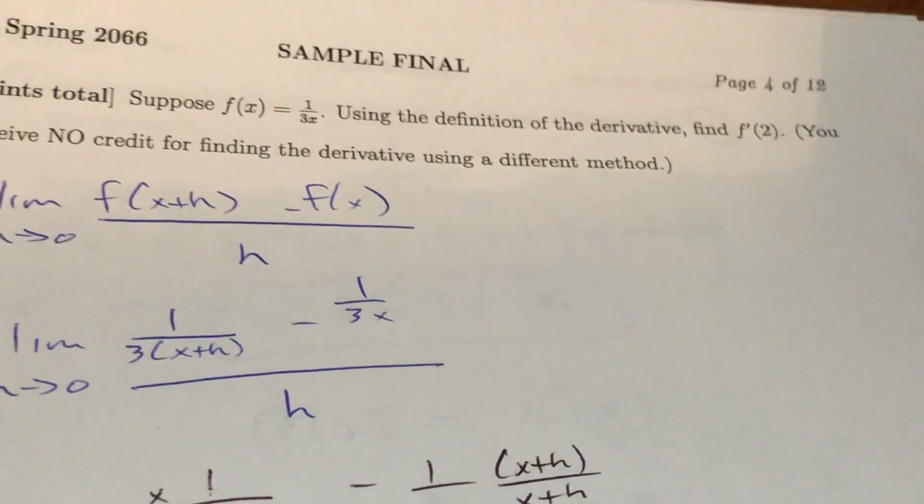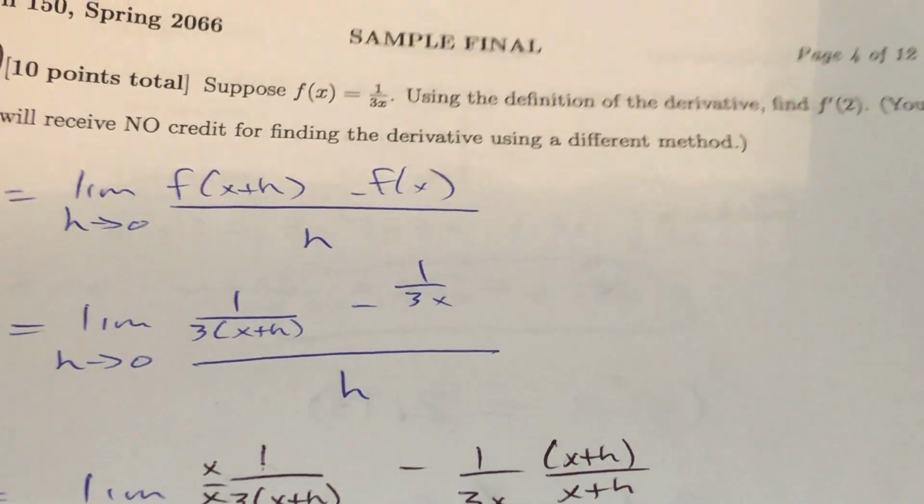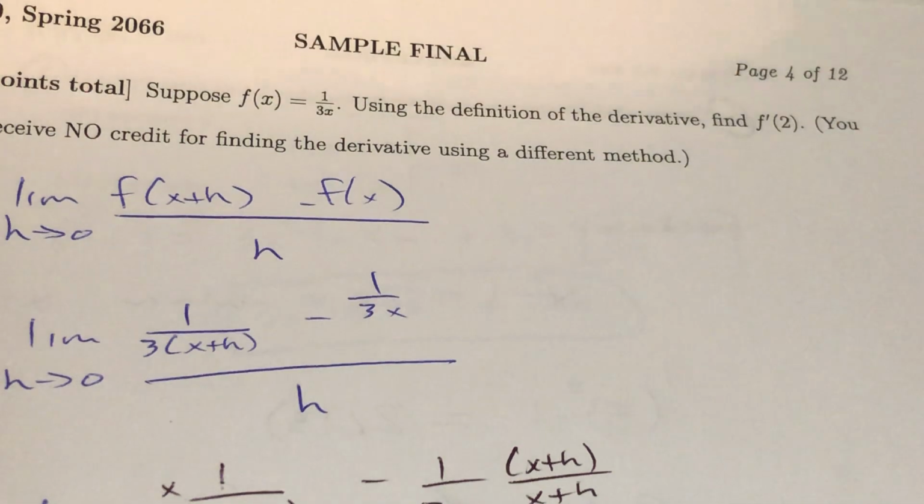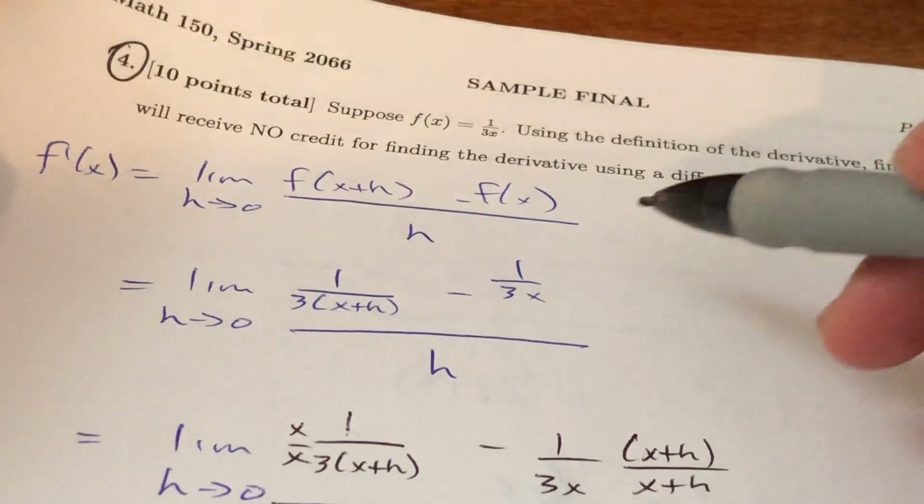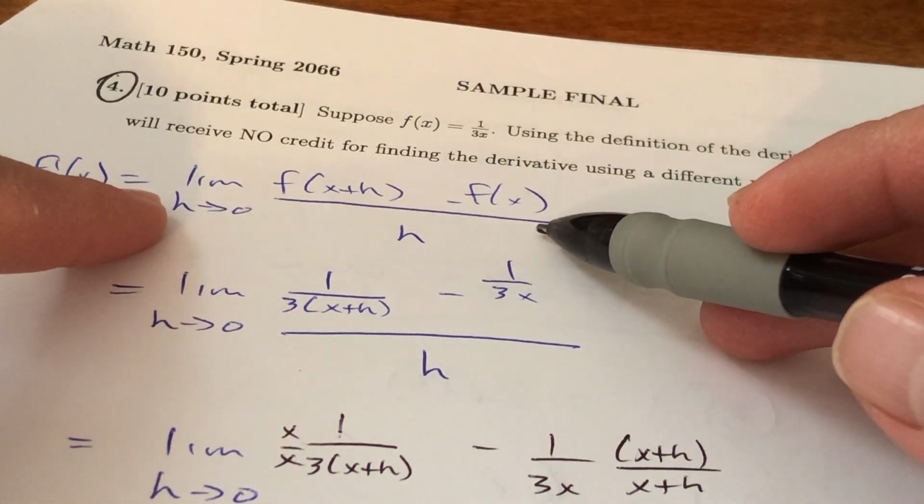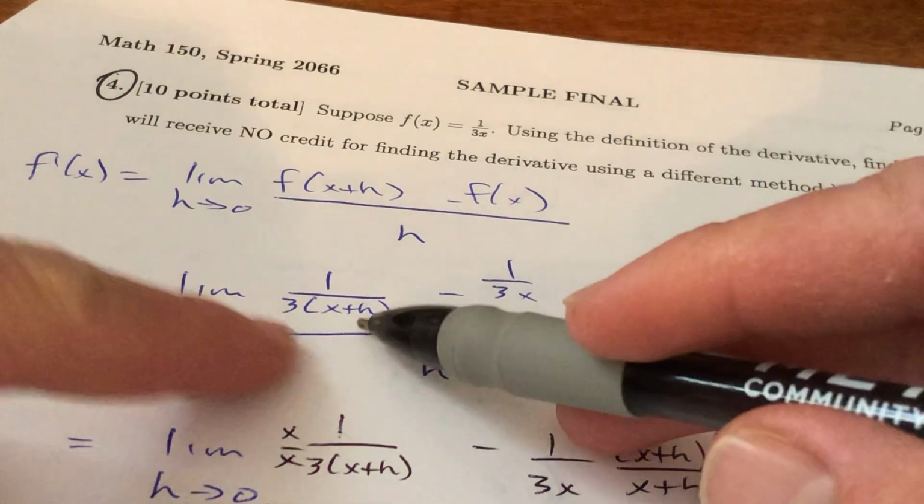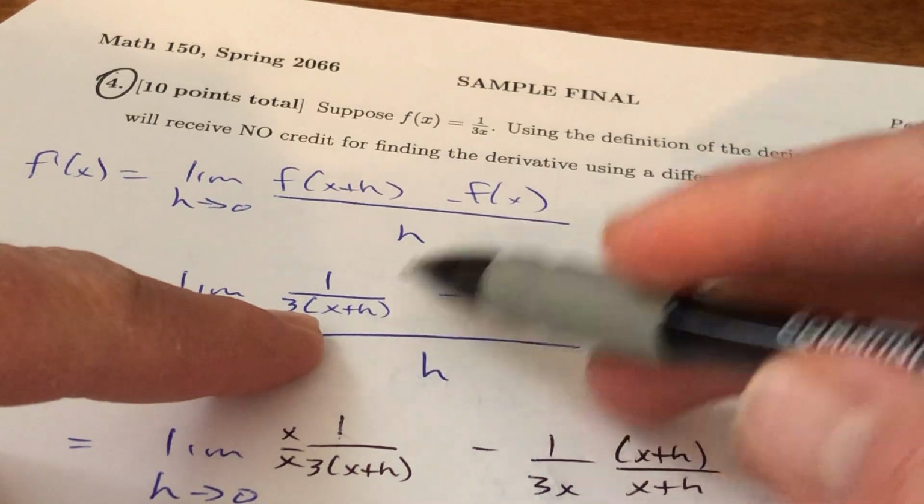Next one here, we've actually done using the definition of derivative. Oh no, find f prime of 2. Okay, so we've done this using the definition of derivative. So this is it. That's the definition of derivative. All right. So what is f of x plus h? That's where x plus h goes.